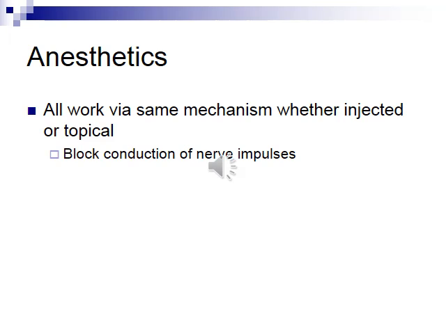So we talked about the mechanism. They all basically work via the same mechanism, whether they're injected or whether they're topical. The idea is they just block the conduction of the nerve impulses. Again, I would suggest you take a look at that figure in your textbook, page 141, figure 10.3. It talks about how some of the different areas will take up, how fast they'll take up the anesthetic, but it's essentially just blocking that nerve conduction via those mechanisms we described earlier.